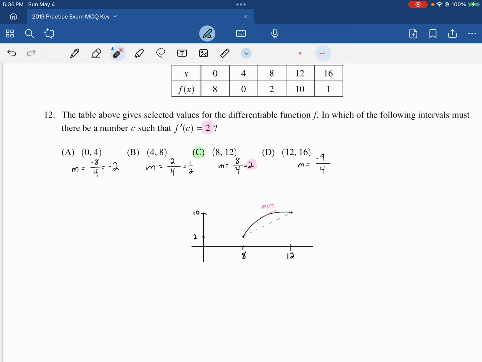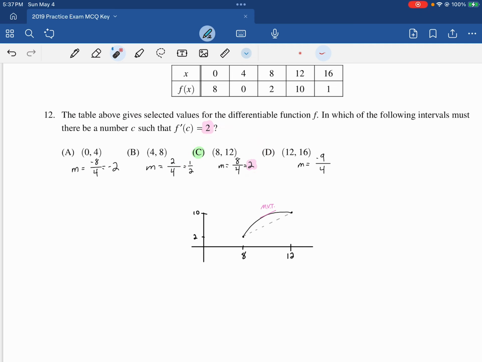I need to check these one by one and see what the slope is along each interval. So from 0 to 4, you just do rise over run. It's over 4 and down 8. We call this a slope of negative 2. Those aren't the same value, so I cross that one off. Really, the only one that gives you a slope of 2 is C.